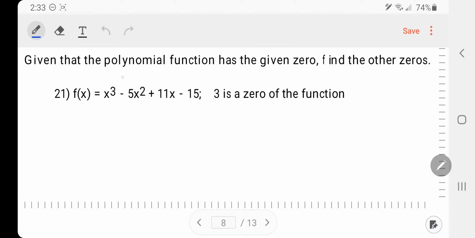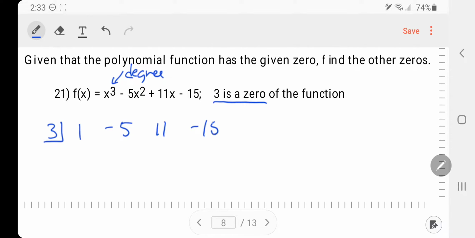And so one thing I'd like to start off with, since the degree is 3, how do you spell degree? Since the degree is 3, that means we're going to have 3 zeros. So if they give me a 0, that means that I need to find 2 more zeros. Another thing that I know is if 3 is a 0, then if I do synthetic division with that number, I'll get a remainder of 0. So let's do synthetic division.